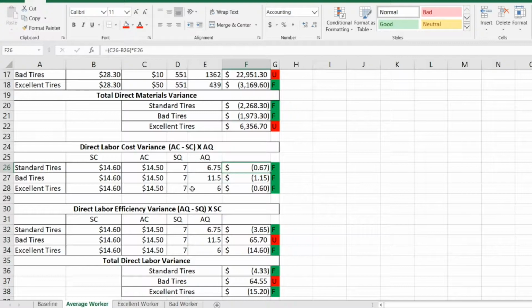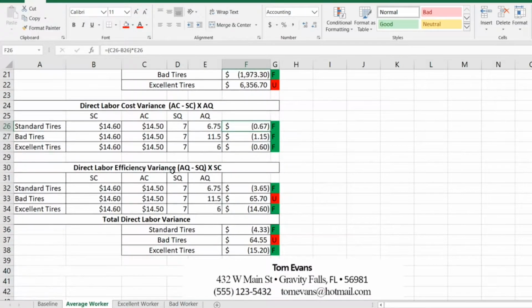favorable. That leads us to the direct labor efficiency variance, which is the difference between the actual labor hours and the labor hours that should have been used. So this shows how efficient the worker was with their hours. Here we see that standard tires had a small $3.65 favorable outcome, bad tires had a $65 unfavorable outcome, and excellent tires had a $15 favorable outcome. Which brings us to the total direct labor variance, which is the direct labor cost variance added to the direct labor efficiency variance, which for standard tires brings us to a $4 favorable outcome, bad tires is a $65 unfavorable outcome, and excellent tires is a $15 favorable outcome.